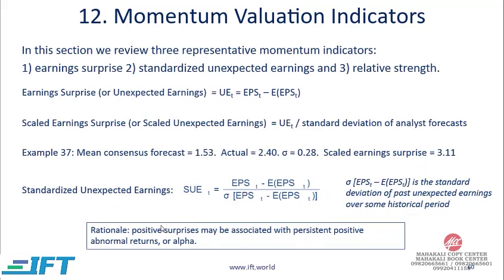There is some empirical evidence that positive earnings surprises may be associated with persistent positive abnormal returns, or alpha. You might recall this as one of the anomalies that you studied at level 1. Typically, companies that have a positive earnings surprise, at least in the short run, tend to perform well. So one possible trading strategy is to buy stocks which have just announced an earnings number higher than what was expected.